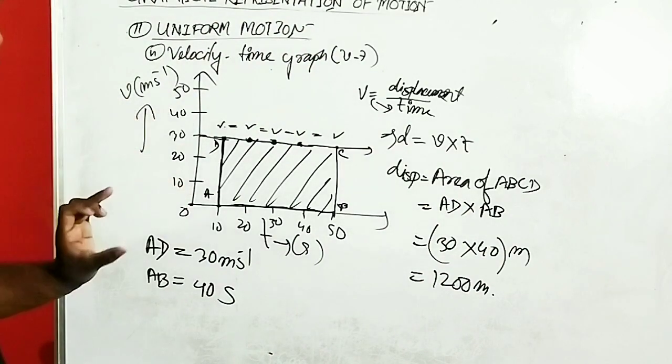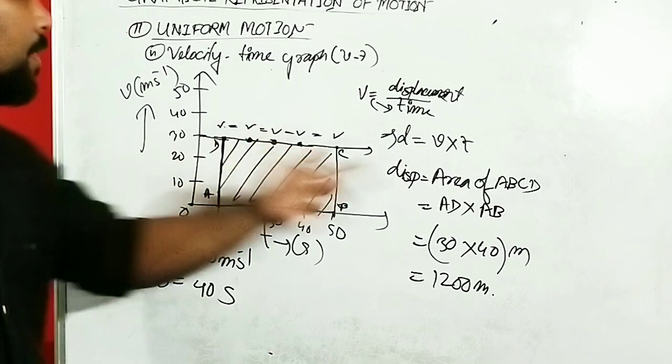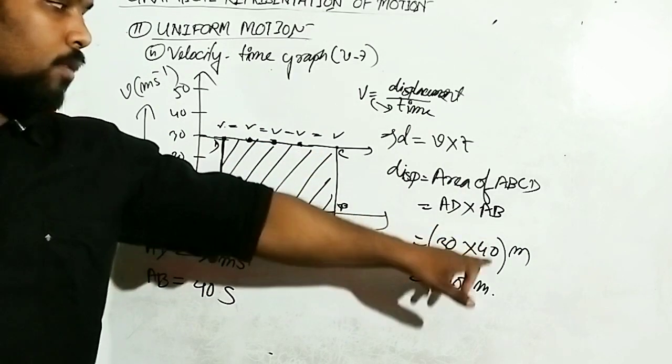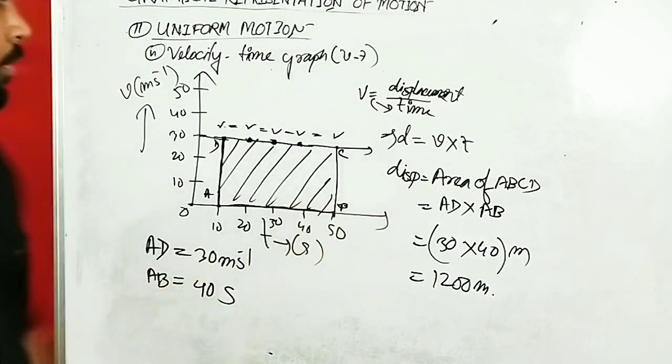AD has a value of 30 meters per second and AB has a value of 40 seconds, right? This has a value of 40 meters per second and 30 meters per second. The second from here and the second from this is going to be cancelled. Only meter is going to be here. Okay, so this is the thing.